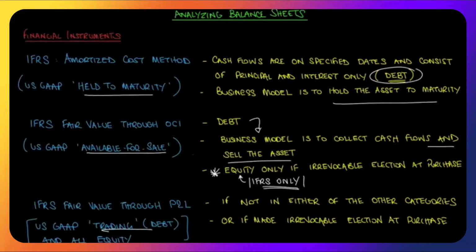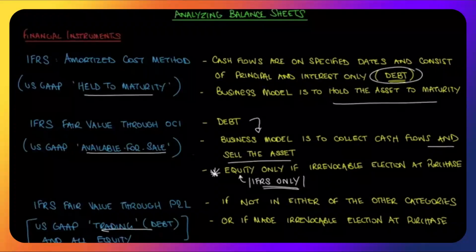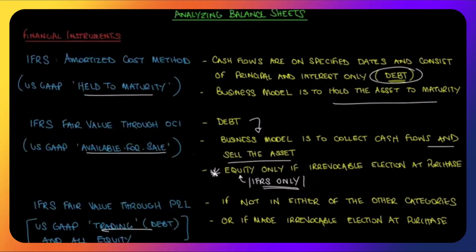And finally, fair value through P&L. For IFRS, if it's not in either other category, so you're not saying you're going to hold it to maturity, and you're not saying your business model is to collect cash flows and sell the asset, you're saying, I've bought it to trade it, or it's equity I didn't decide was going in the OCI category. Obviously, it can't go in there. It's going to be fair value through P&L. Or you can make an irrevocable election at purchase to put everything you want as fair value through P&L. Downside, if you do that, the noise hits the income statement.